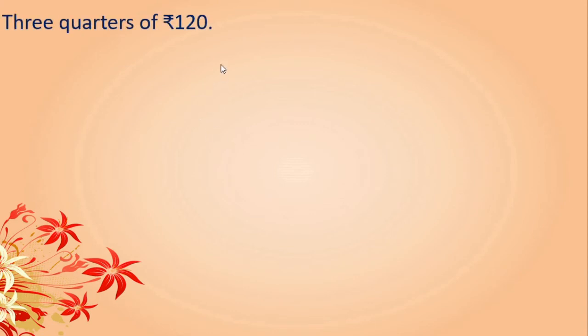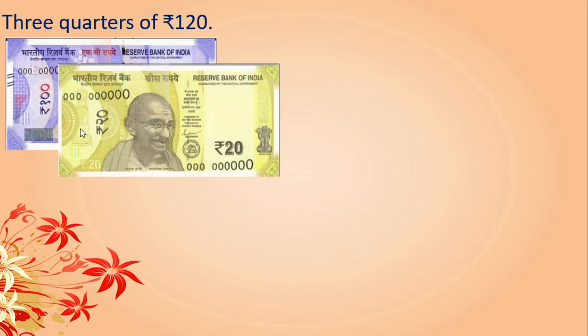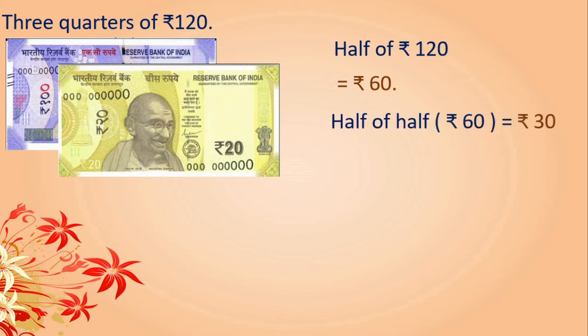3/4 of rupees 120. Here you can see 120. Okay, a 100 note and a 20 note. 3/4 of 120 is equal to how much? Yes, again here half of 120 is nothing but how much? 6. 6 to the 12, isn't it? So here half of 12 is 6, means half of 120 is nothing but 60 rupees. Right? Half of half. You know that half is rupees 60. Correct? Half of half is nothing but 30. Half of 60 is rupees 30.